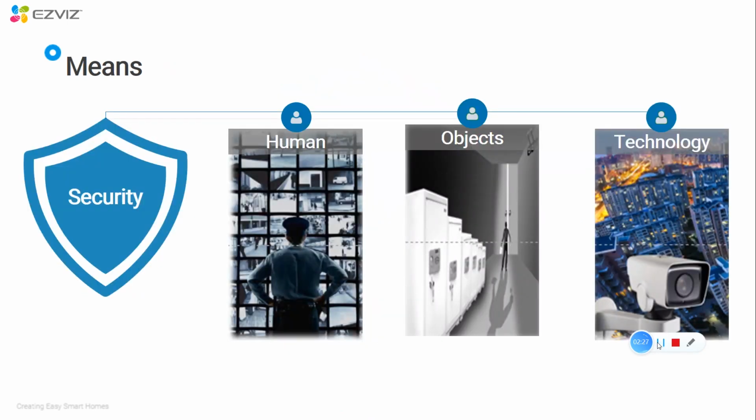There are 3 basic means of security: human, objects, and technology. Human refers to monitoring and management through security personnel, and objects refer to using some simple items to protect us, such as safes, security doors, etc. And the third is technology, which refers to the realization of security through certain technology.